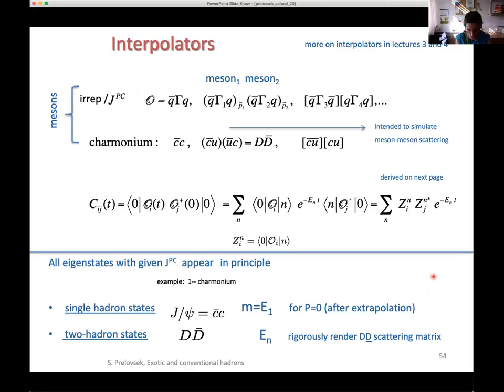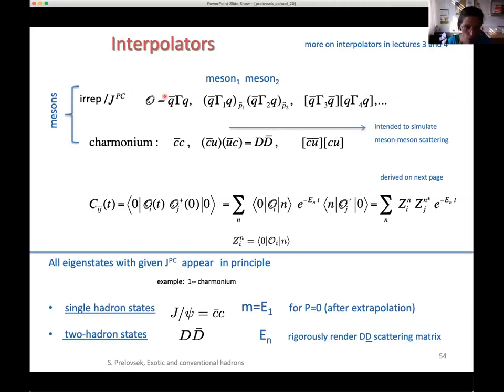Okay, so if you want to study some system, use an interpolator which creates a system with given quantum numbers. A good quantum number on the lattice is a given irreducible representation. But in the continuum, you can think of it as a J^PC quantum number. Okay, and you'll use some operators which create a system.